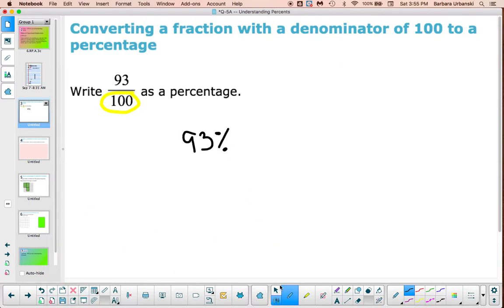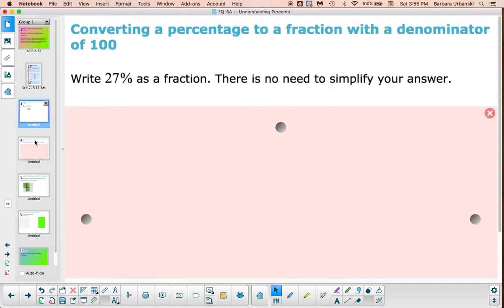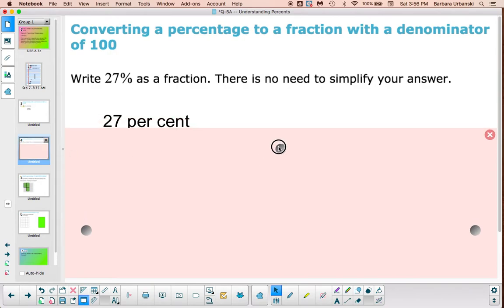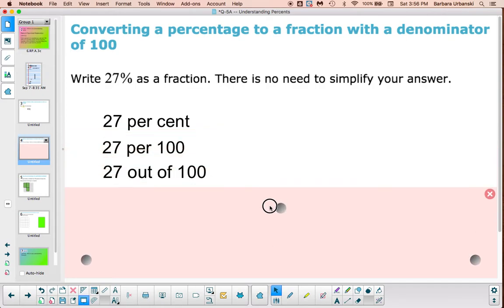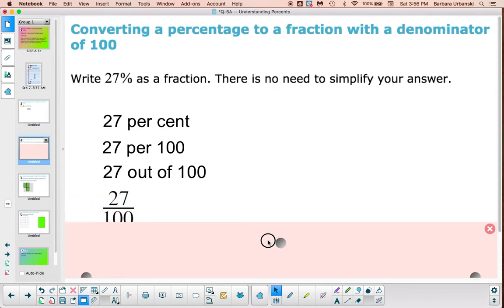Now, let's go to the next type of problem. Now they're giving you a percent. They said write 27% as a fraction. There is no need to simplify your answer. Well, if it says 27%, that means 27 per 100, 27 out of 100. So we'd have 27 over 100, and that would be your fraction. And they said there's no need to simplify, so we don't.